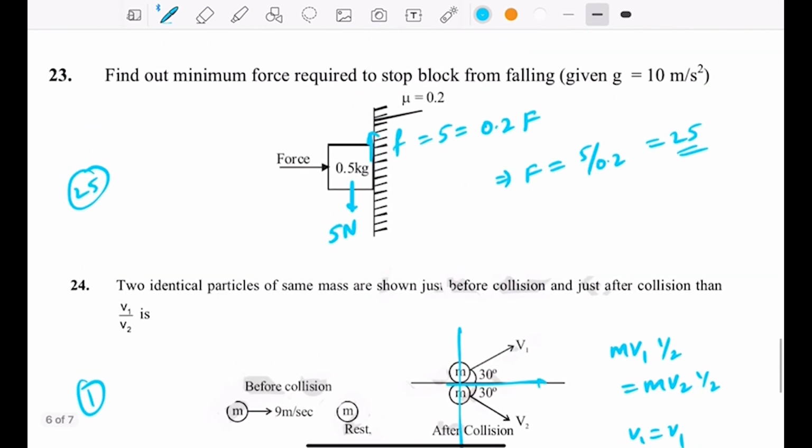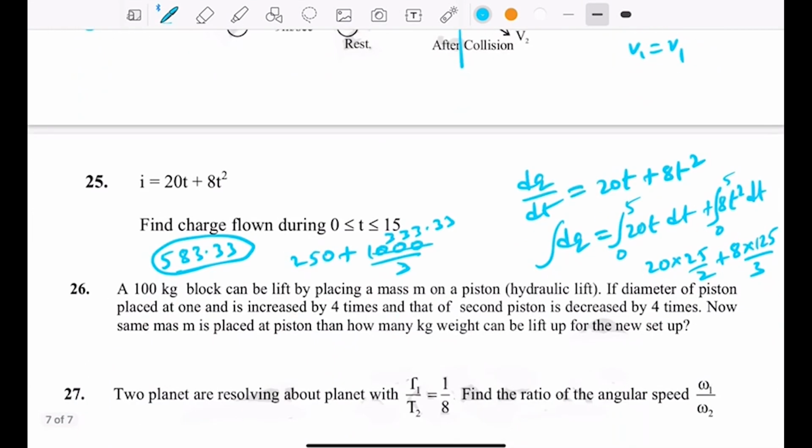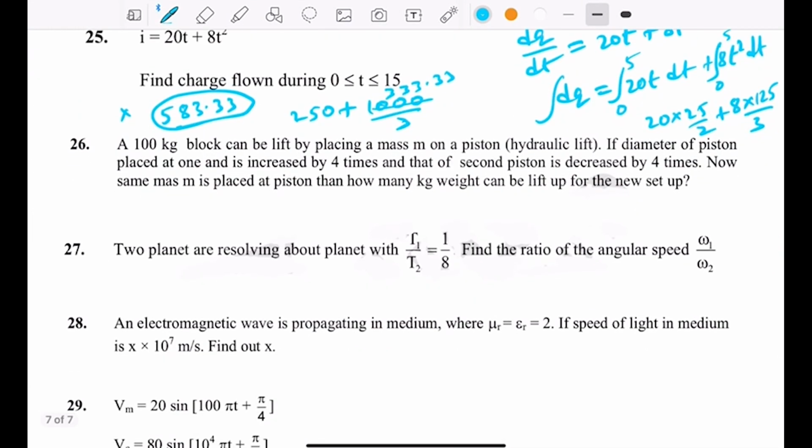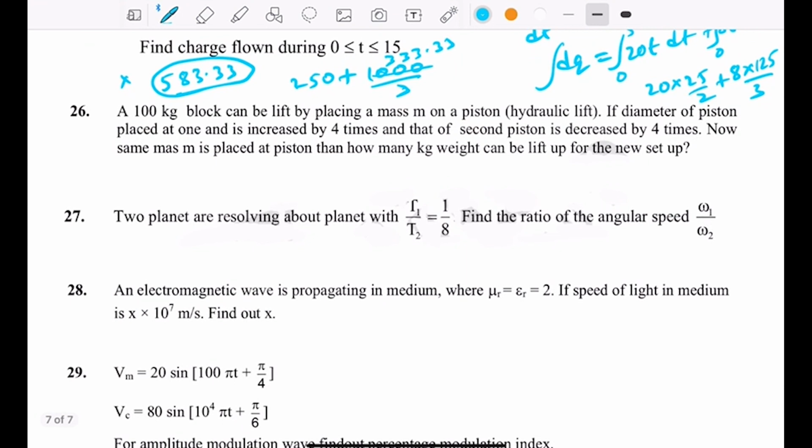Next, 3 questions are done. So I'll keep this one aside, whether I have to mark it or not. Just let me check it. There are 2 easy questions. If I get them, I will solve those.